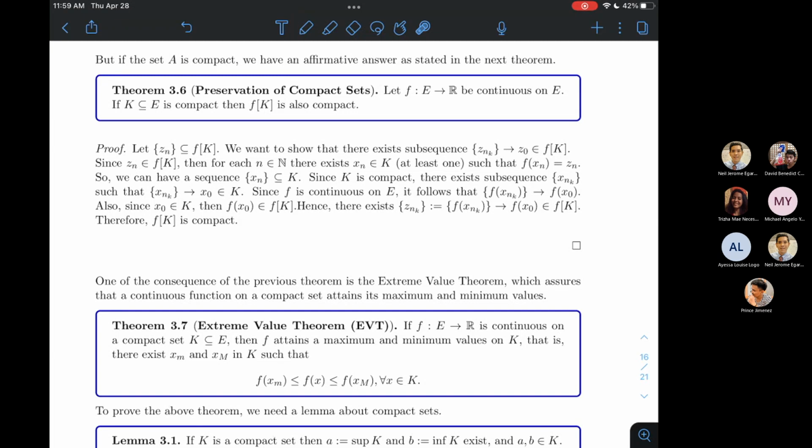All right? So yun yung pagiging compact. So let's try to see it. Let's try to prove Theorem 3.6. Ano? So gusto nating i-prove na si f bracket K ay compact. So ibig sabihin, pag nag-consider ako ng kahit na anong sequence sa loob ni f bracket K, gusto kong makakita ng isang subsequence na nagko-converge sa loob ni f bracket K. So yun yung kailangan para mapakita na siya ay pagiging compact, and our only assumptions are f is continuous and K is a compact set.